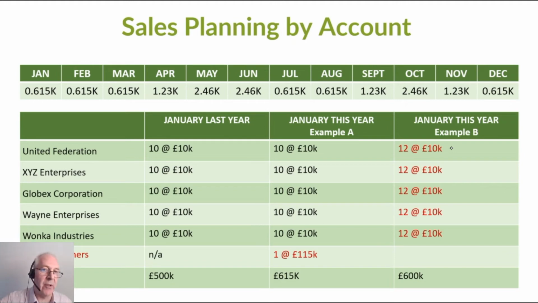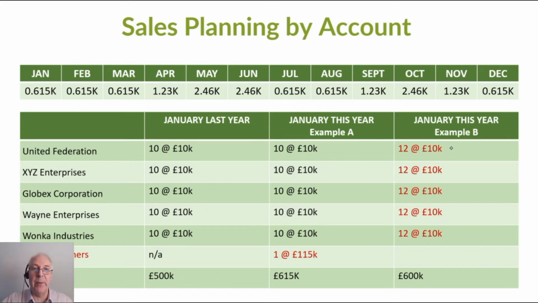Now, the reality is that it's never going to work out as neat and exact as that, where you can just give them an extra 20% of your sales target, because the sales guys are going to say, but United Federation are contracting, they're closing a couple of facilities, and we're going to be lucky to keep that same level. I totally understand that. But equally, the sales guys might say, well, Wayne Enterprises are opening up some new locations. We may get 14 widgets into them in January next year. So talk to your team and spread it out over your different accounts.